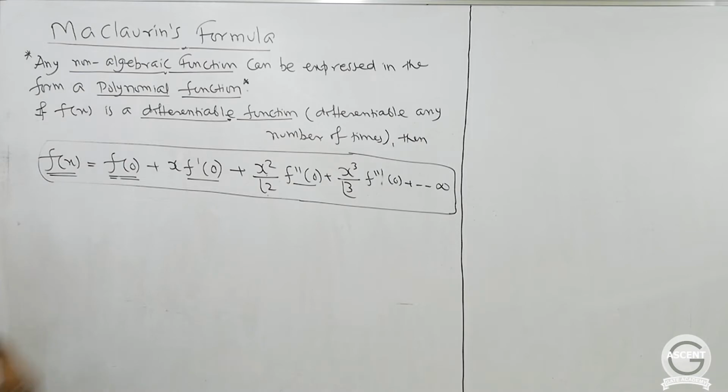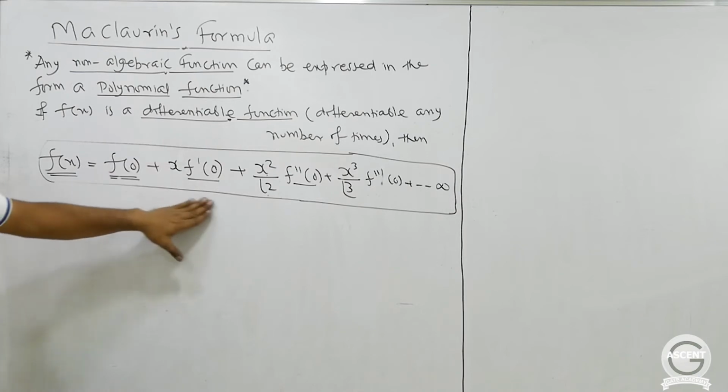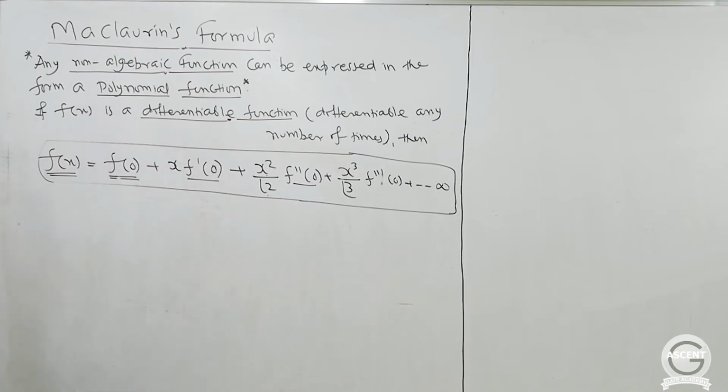And why in the form of polynomial function? Because many times it is much easier to differentiate or integrate a polynomial function compared to any other function. This is the idea behind this Maclaurin's formula. Now we'll take one example and we'll see how to use this formula.